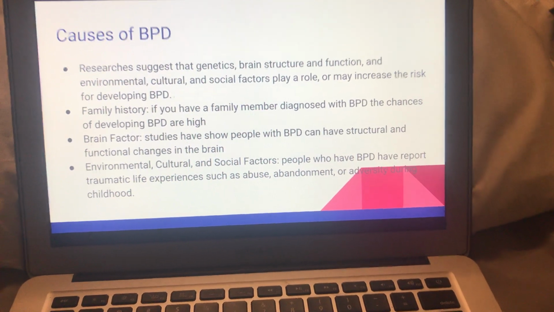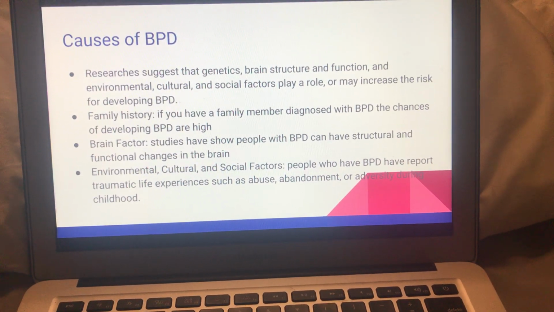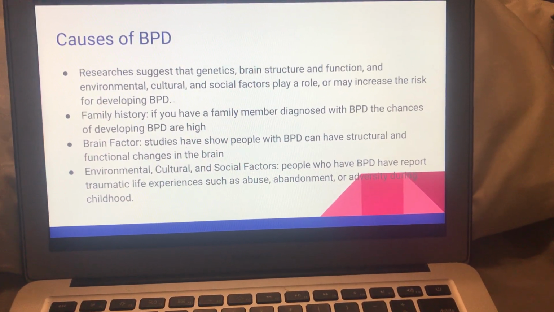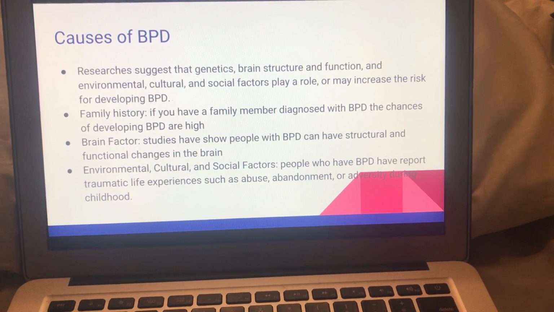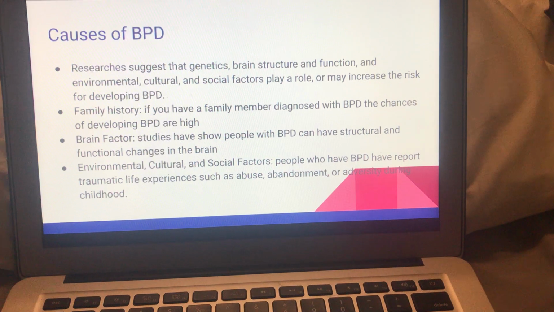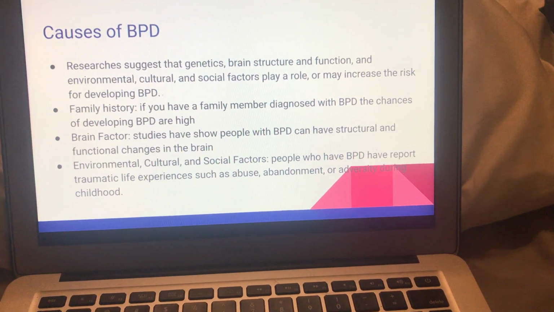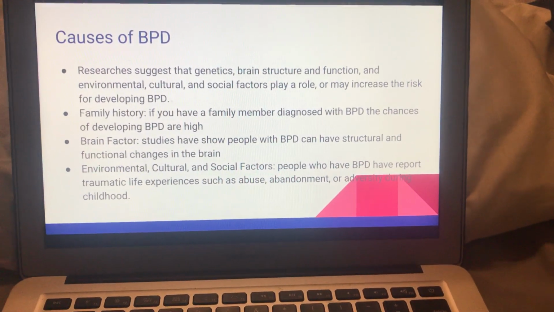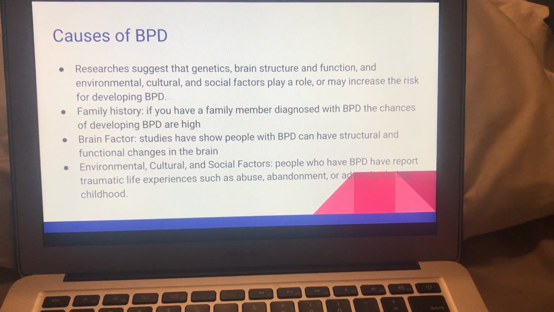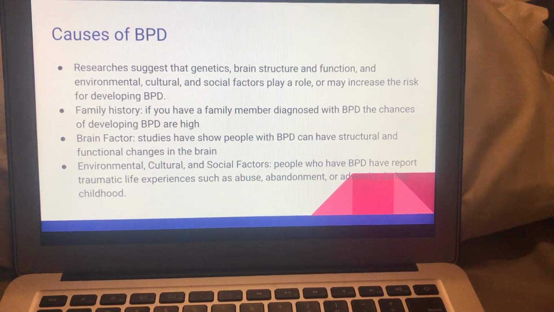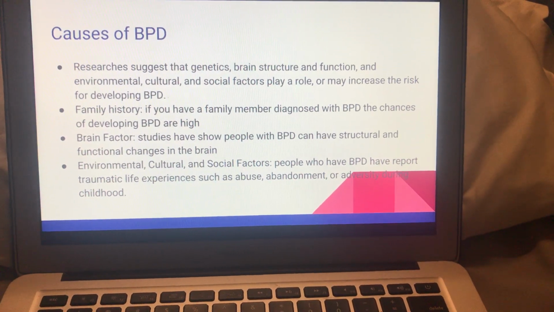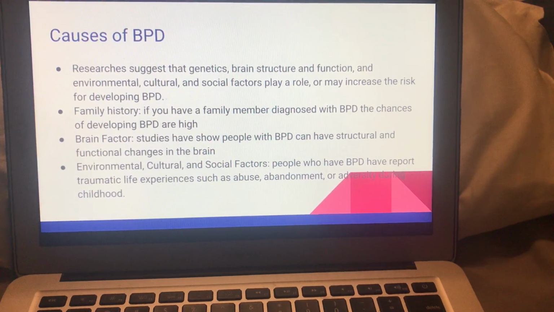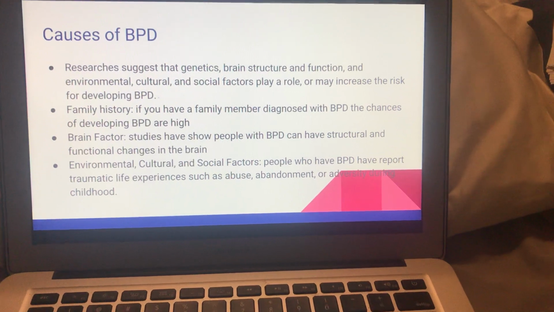Causes of BPD. Research suggests that genetics, brain structure and function, and environmental, cultural, and social factors play a role and increase the risk of developing BPD. Family history. If you have a family member that is diagnosed with BPD, the chances of developing BPD are higher. Brain factor. Studies have shown people with BPD can have structural and functional changes in the brain. Environmental, cultural, and social factors. People who have BPD have reported traumatic life experiences such as abuse, abandonment, and adversity during childhood.